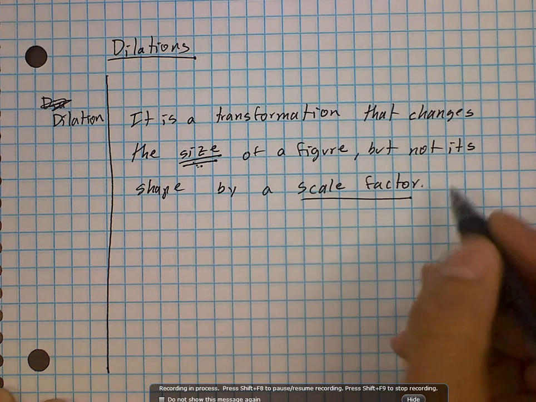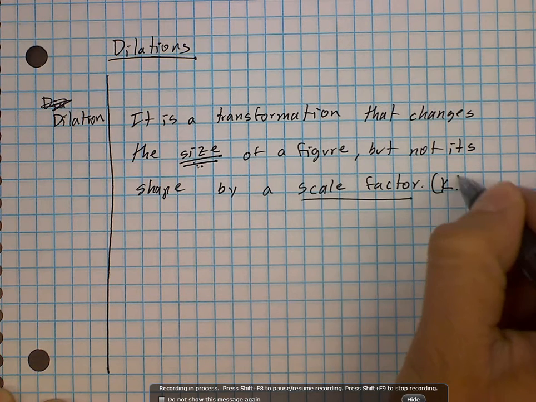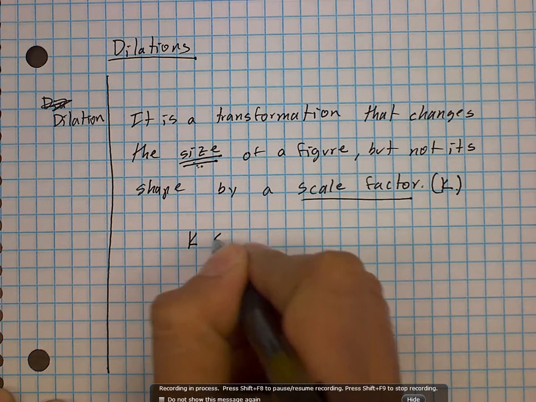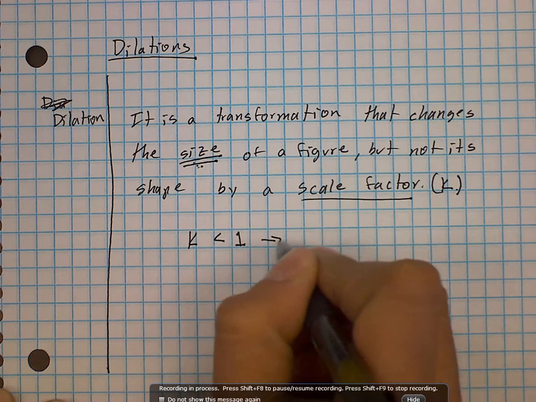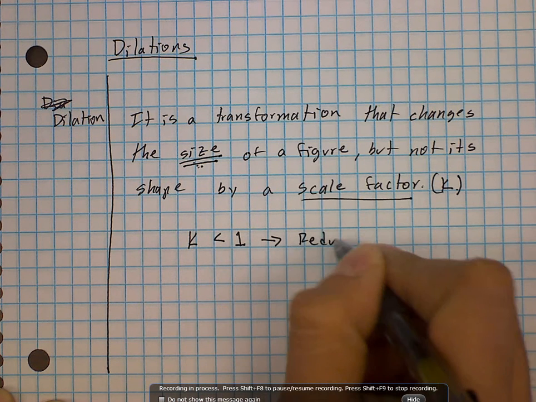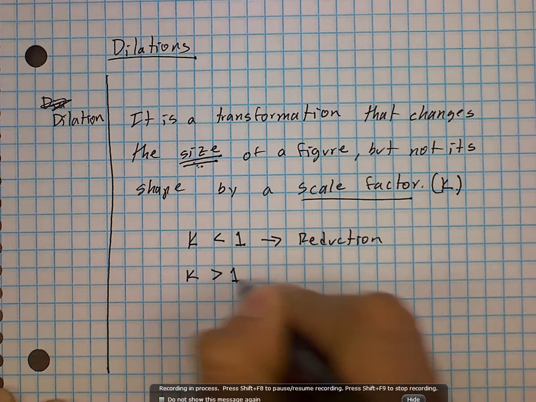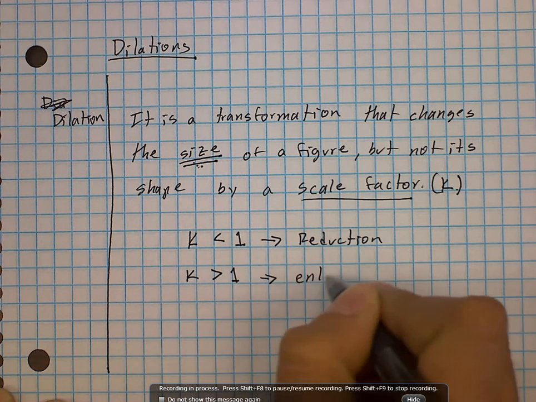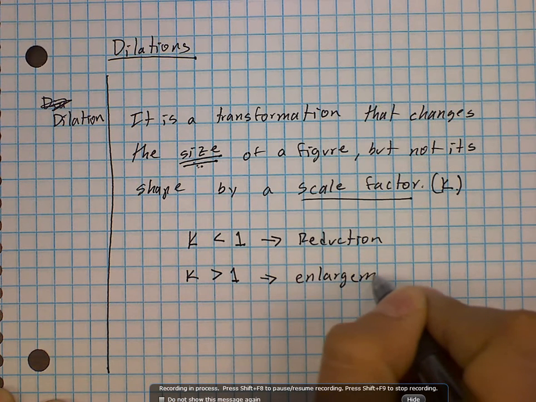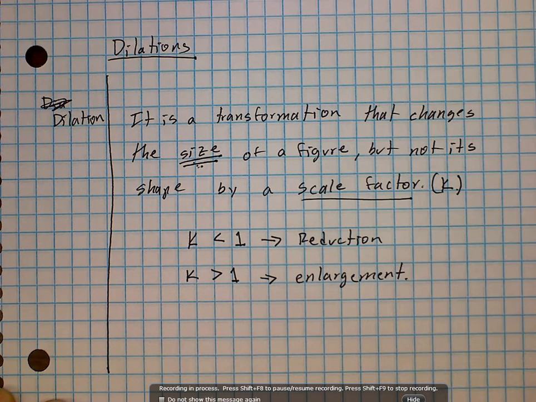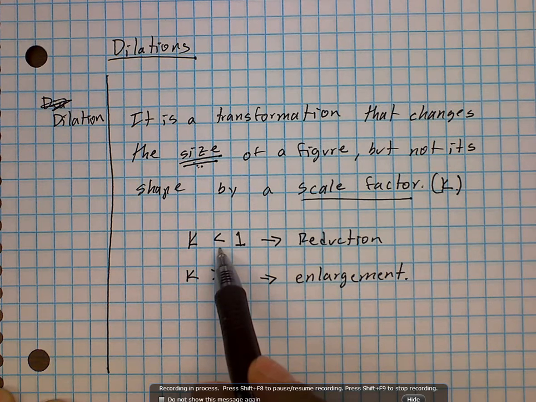For the scale factor, we use the letter K. If K, the scale factor, is less than 1, we say we have a reduction. If K is greater than 1, we say it is an enlargement. If K is equal to 1, you're not really doing anything, because the figure is exactly the same. You're not making it bigger, you're not making it smaller. So it has to be less than 1 or greater than 1.